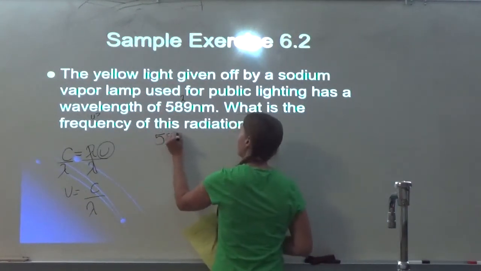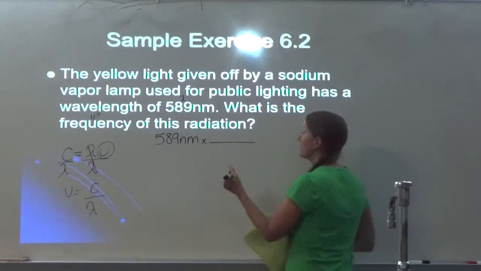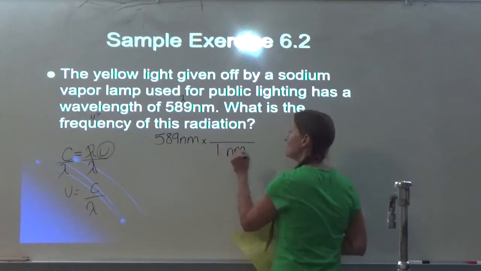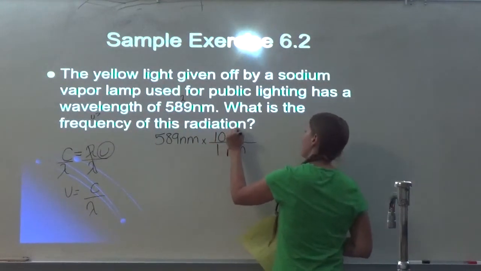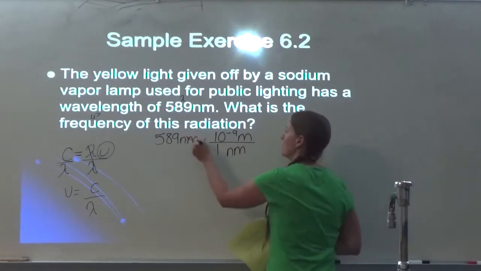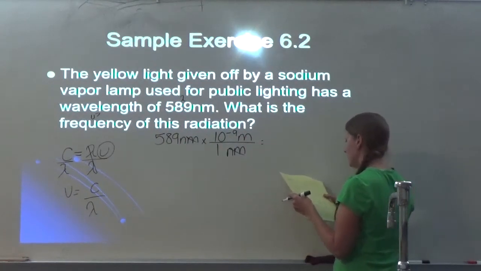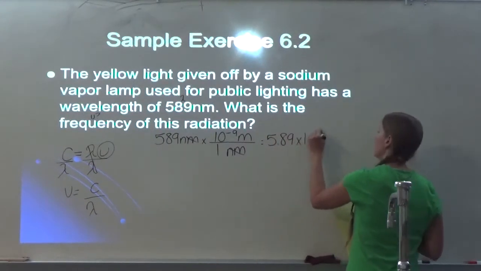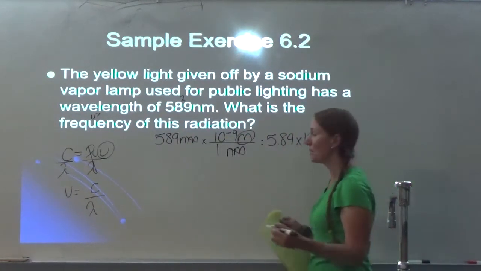So I have 589 nanometers. So of course, golden rule says nanometers goes on bottom, and we know that the 1 always goes with the prefix unit. My power for nano is 10 to the negative 9, and that's meters. So once I do that, I get 5.89 times 10 to the negative 7. And now that is meters. So that's a number I can plug in.